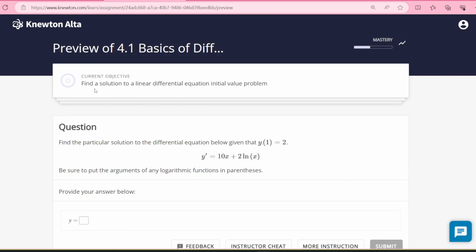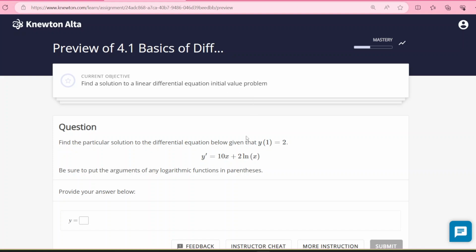All right, so now we have another, well, this is a different objective, but it's still very similar to what I just did with the gravity problem, the projectile motion problem. We had differential equations with some condition put on the solution. And that's called an initial value problem, right? So we're asked to find a solution to a linear differential equation, initial value problem.